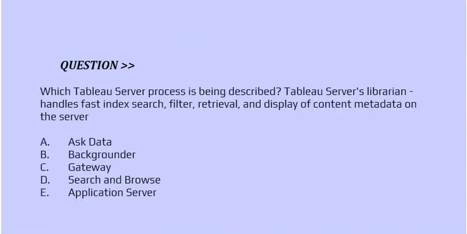Next question is, which Tableau server process is being described? Tableau server's librarian handles fast index search, filter, retrieval, and display of content metadata on the server. Option A, ask data. Option B, backgrounder. Option C, gateway. Option D, search and browse. Option E, application server. Correct answer is option D.